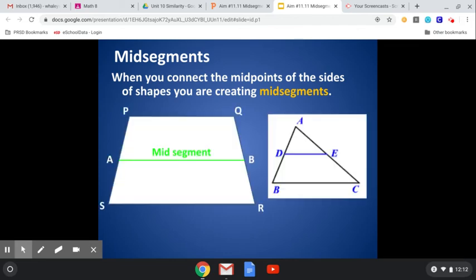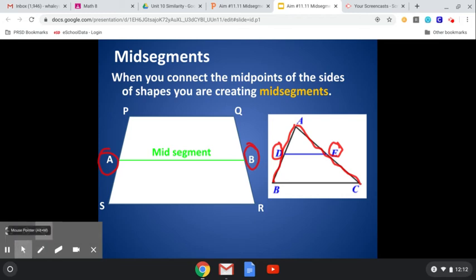So in this picture, the first picture, you see a trapezoid. Point A is the midpoint of PS right here. Point B is the midpoint of QR. So when I connect the midpoints of opposite sides, it creates what we call a mid-segment. Same thing on a triangle. If I look at a triangle, D here is the midpoint of AB. E is the midpoint of AC. So when I connect them, it creates what we call a mid-segment. DE is called a mid-segment. Now, that mid-segment has special properties, which we'll talk about in just a moment.